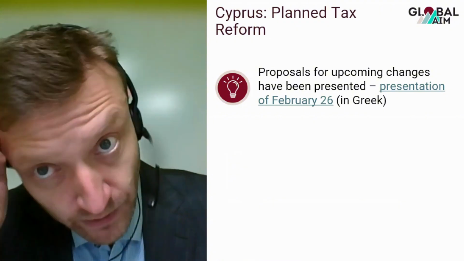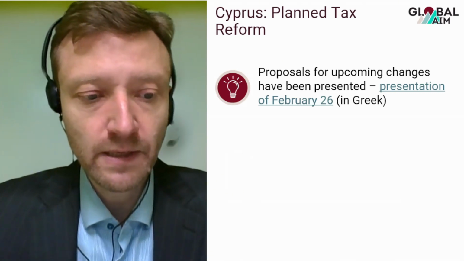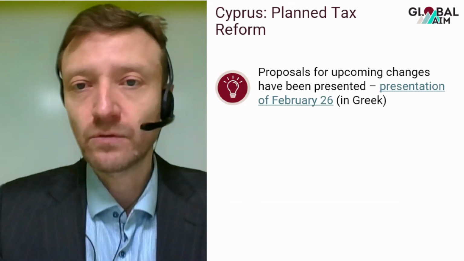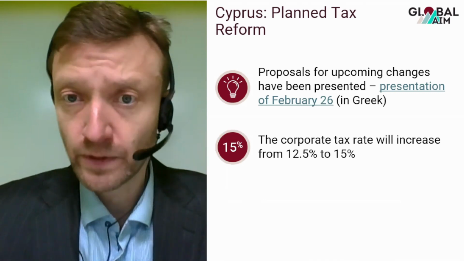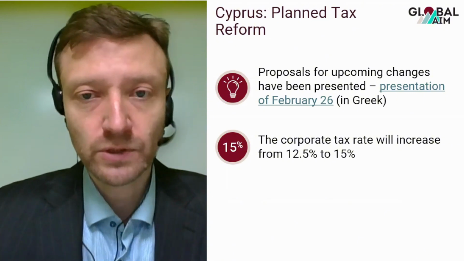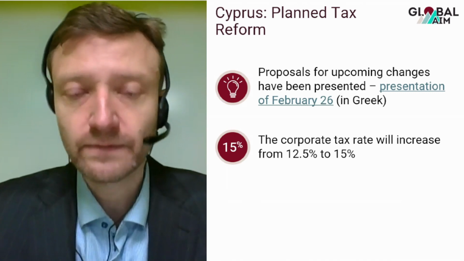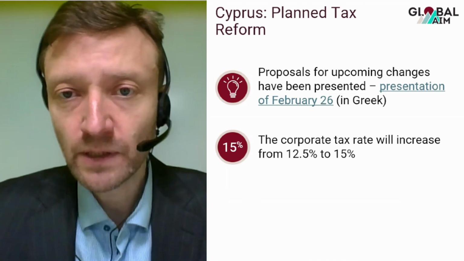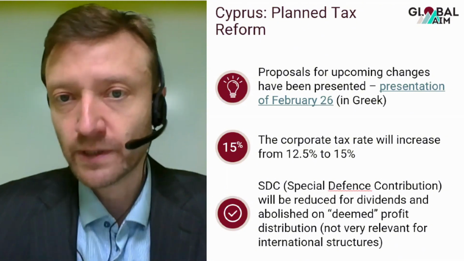First of all, proposals for upcoming changes have been published in February, and there is a link here on the slides. It's in Greek, but you can review and translate if you would like. But the main development in the corporate world is going to be the increase in the corporate tax rate from the usual 12.5% to 15%, so a 2.5 percentage point increase, which is significant, which will affect structures where Cypriot companies receive income which is subject to taxation.